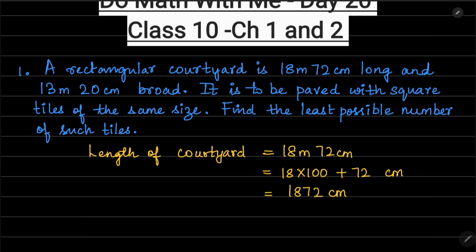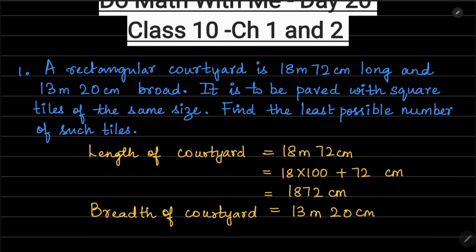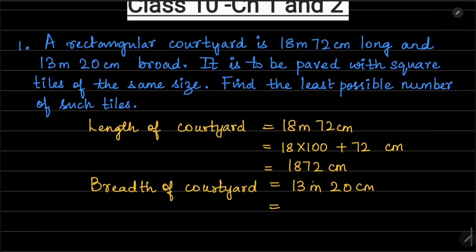1872 centimeter, right? And then what is the breadth of the courtyard? It is 13 meter 20 centimeter. So I'm going to write it directly: 1300 plus 20, which is 1320 centimeters.